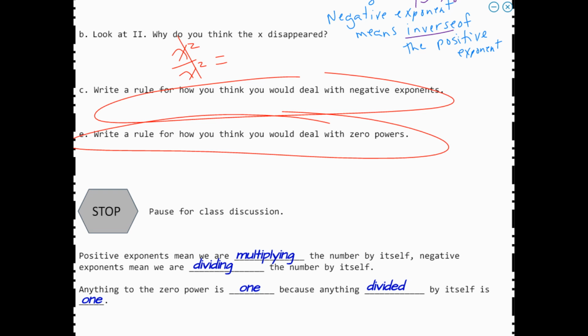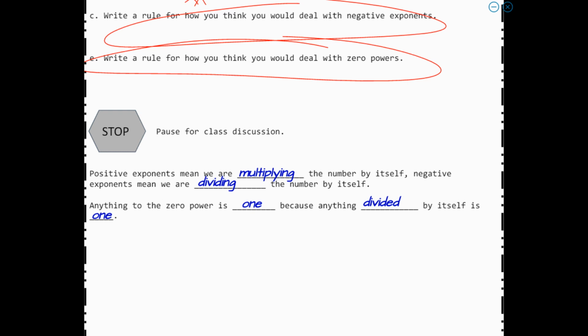But I do need to talk about a few more things before you get more math assignment because we're running out of time. We took too long at the beginning of class. So in these blanks here, positive exponents means we are multiplying the number by itself. Negative exponents mean that we're dividing the number by itself. Anything to the 0 power is 1 because anything divided by itself is 1.